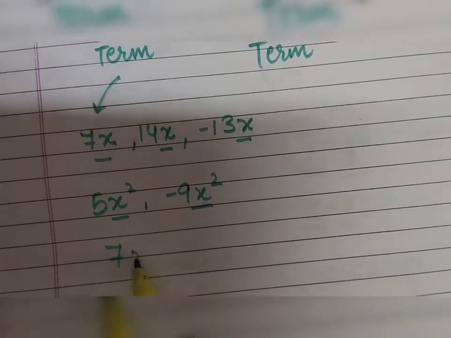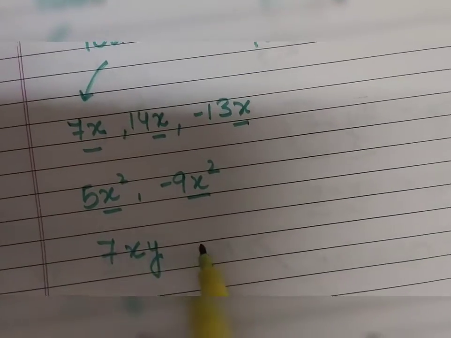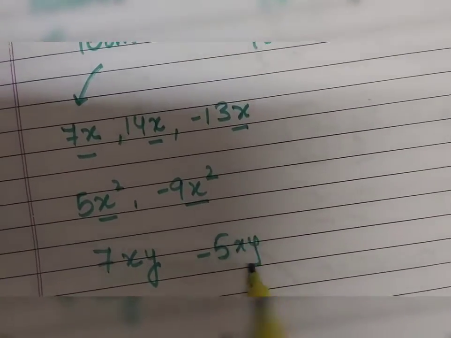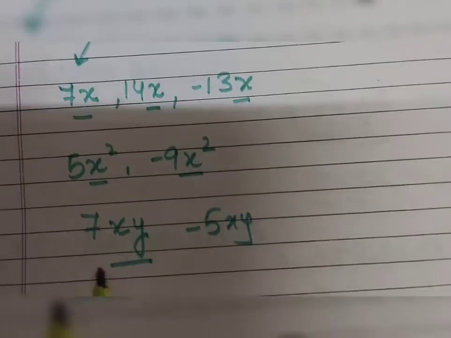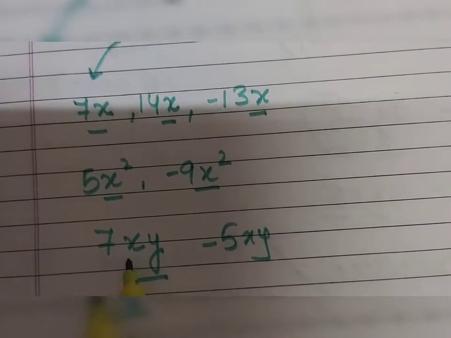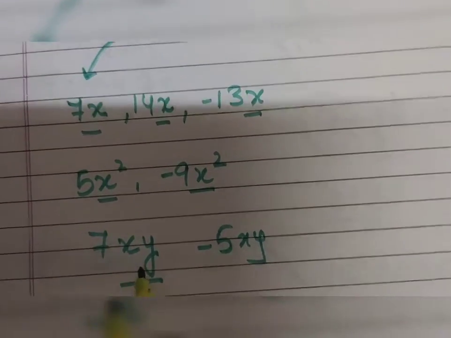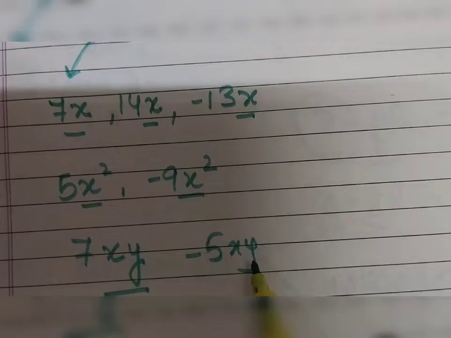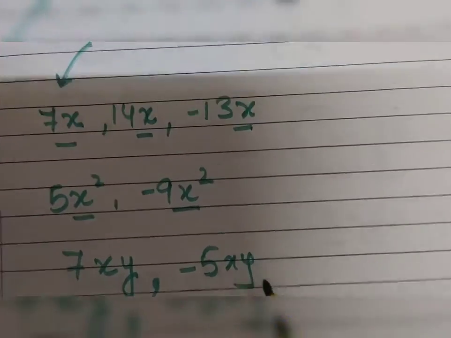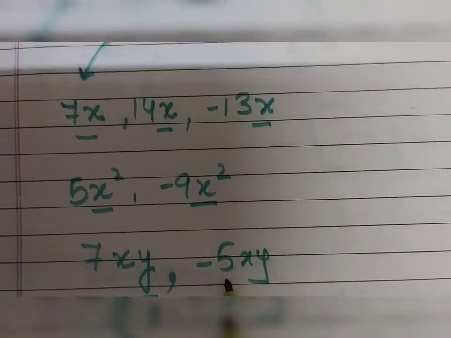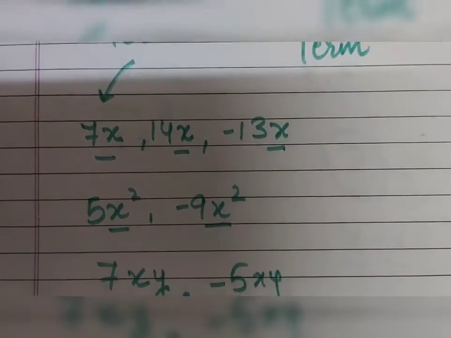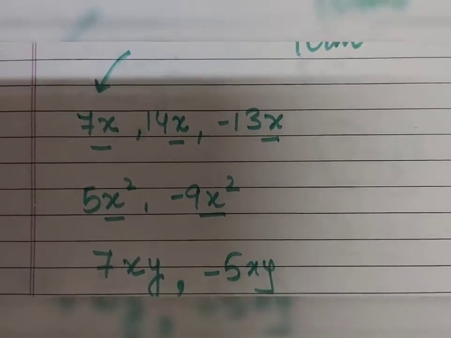Another example of like terms is 7xy and minus 5xy. See, we have the same variable terms x and y. This expression has the same variables x and y, and this expression, minus 5xy, also has the same variables. The constant may vary here, but the variables have to be the same.